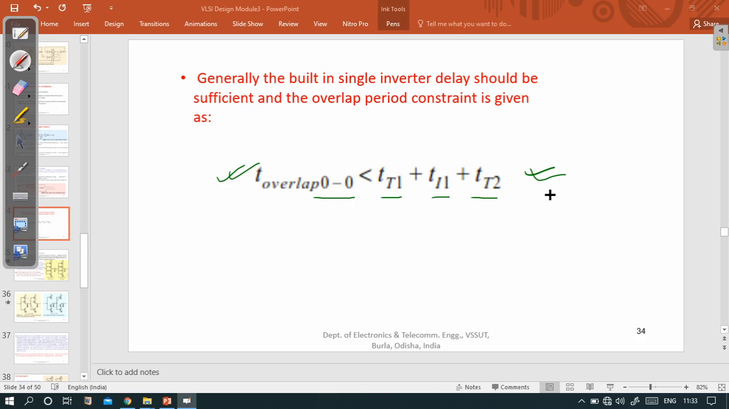So take a note of this condition, that whenever there is a chance that a 0 0 overlap may affect the performance or functionality of the circuit, then try to design the circuit with this constraint, and then you may hope that the circuit will function properly. Alright, so this is the case here.